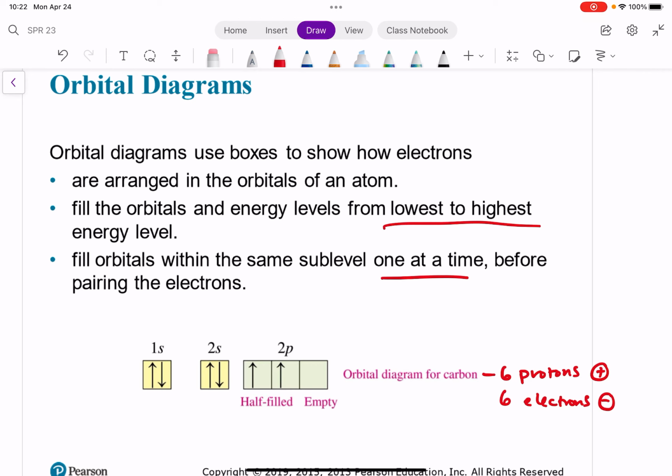And remember, these orbital diagrams are depicting those electrons. That's what those arrows are. So we want to show what electrons look like in these orbitals. Where are they? Because remember, when we think about bonding, electrons are the backbone for bonding.